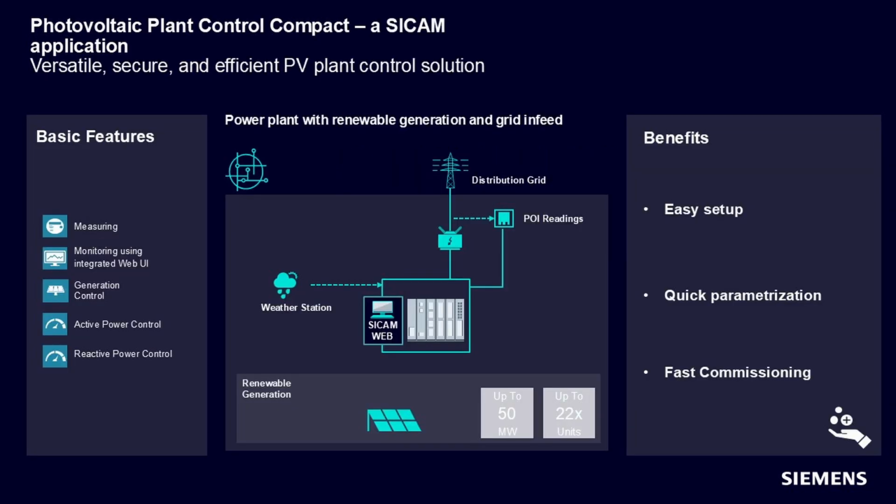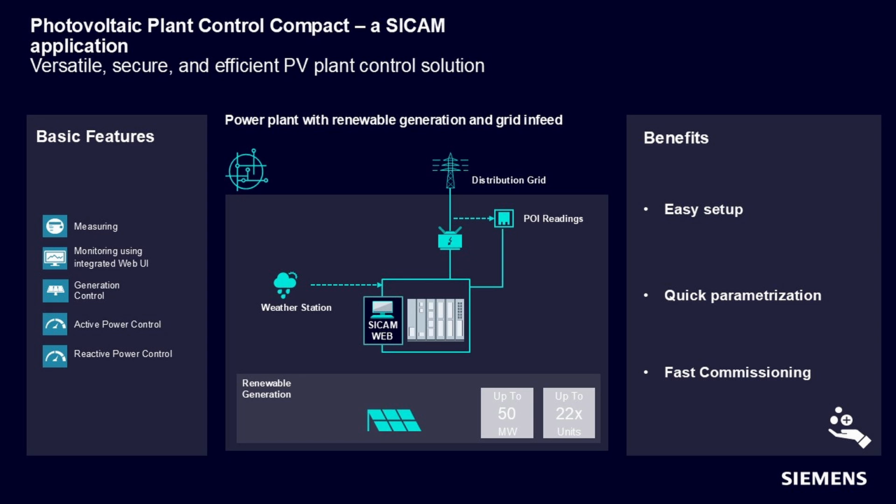SICAM PPC Compact is an integrated solution for control and monitoring. Our goal is to deliver a solution that is easy to set up, with quick parameterization and fast commissioning. The solution is designed using the SICAM Device Manager and is engineered to cover up to 22 control units, including either inverters or smart loggers. It is licensed and typically targets power plants up to 50 megawatts. As you see, the solution is compact.